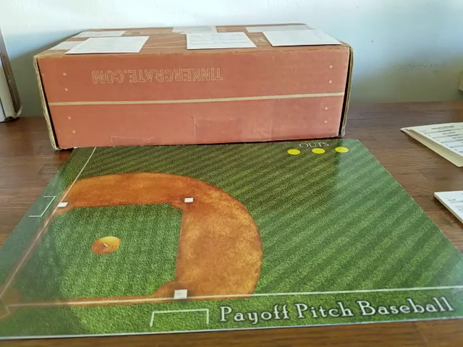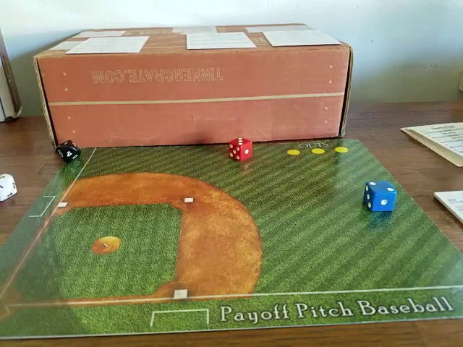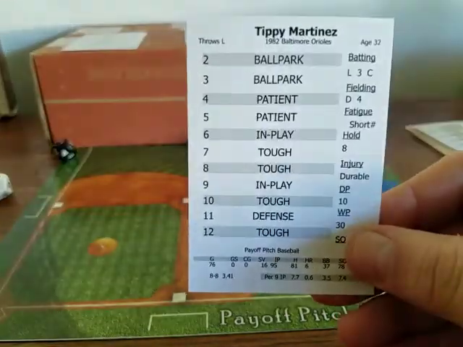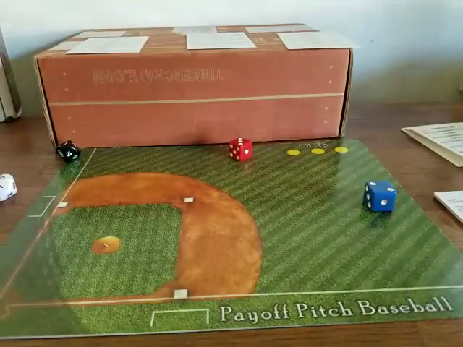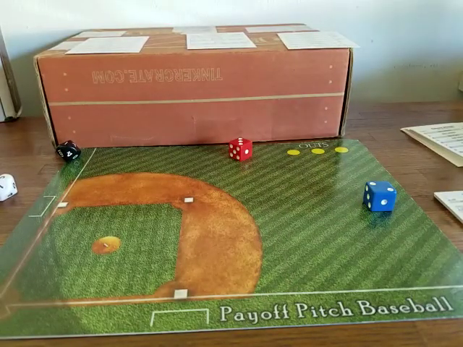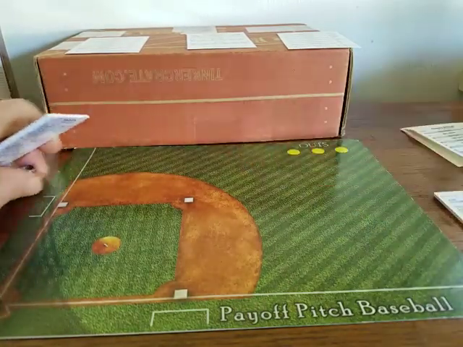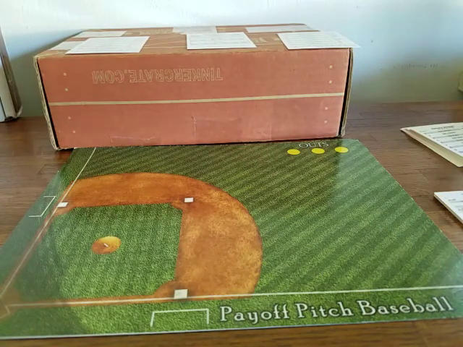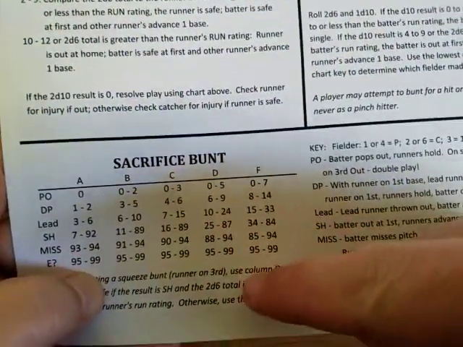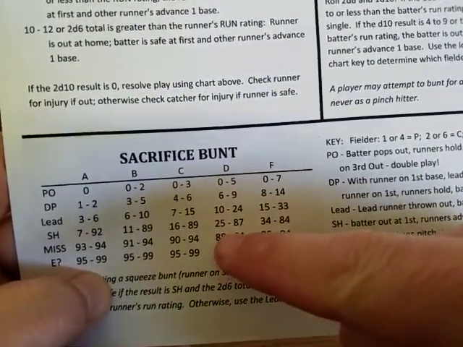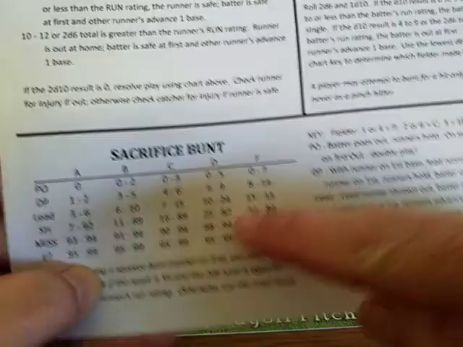Right now, Charlie Moore is going to lead things off against Tippy Martinez in the top of the 10th. We get a 5, and a 5 is Patient. Patient 13 for Charlie Moore against a lefty is a walk. So Charlie Moore leads off with a walk, brings up Ed Romero. D-bunter or not, he's going to have to bunt. This is an obvious bunt situation. He is a D-bunter, so we're going to go right here, and hopefully for him, he can get 25 to 87. That would be a sacrifice hit.